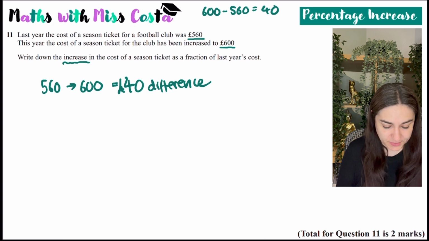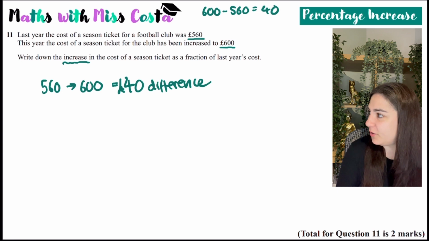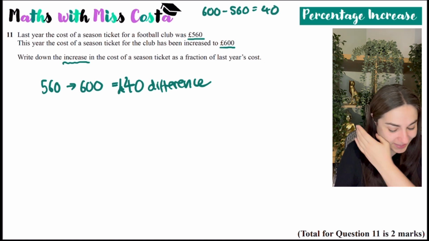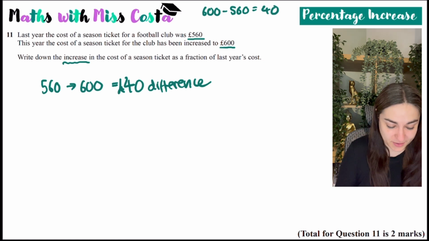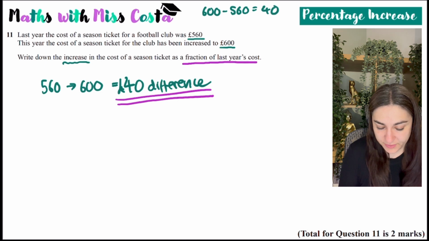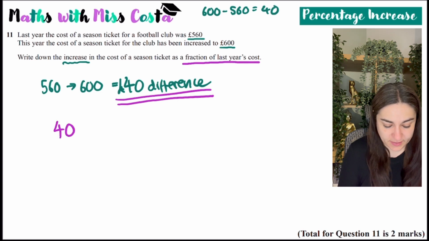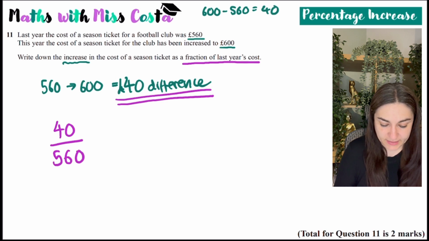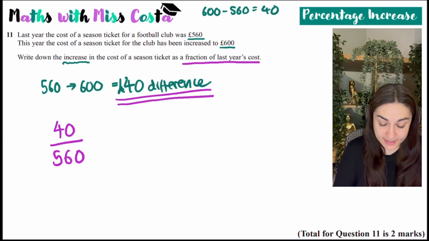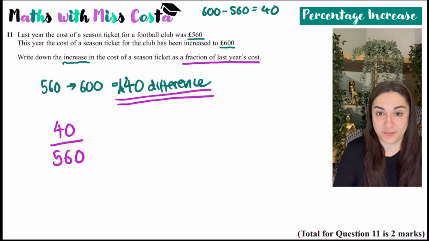And I need to write down that difference as a fraction of last year's cost. So actually, I originally thought this was going to be a percentage increase question because I read it very quickly, but it's not. It's just asked you to write down the increase in the cost, which is £40. It's increased by £40. And I need to write it as a fraction of last year's cost. So £40 is the increase and last year's cost is 560. It's not asking me to simplify, so just writing 40 over 560 is absolutely fine. If you've simplified it, that's also absolutely fine.